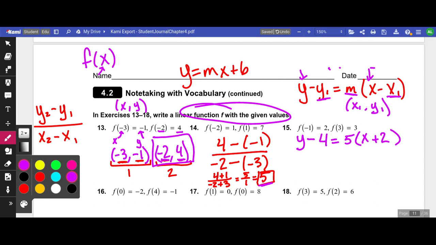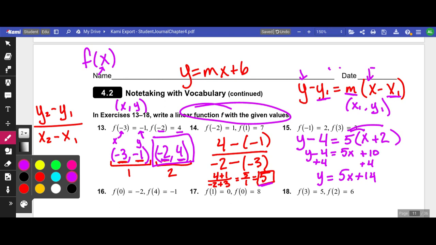So let's go ahead. I know the first step to simplify this, I have to distribute out this 5. All right, so I get y minus 4 is equal to 5x. Okay, 5 times x is 5x. And then 5 times 2 is 10. And then I'm going to add 4 to both sides. I want to get y on its own, so I'm going to cancel out that -4. So I'm going to get y is equal to 5x plus 14.